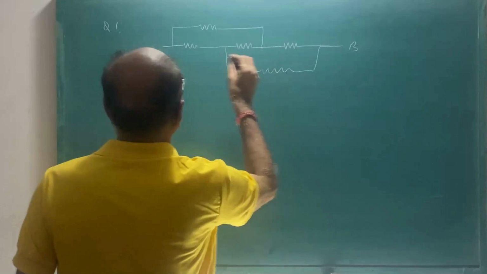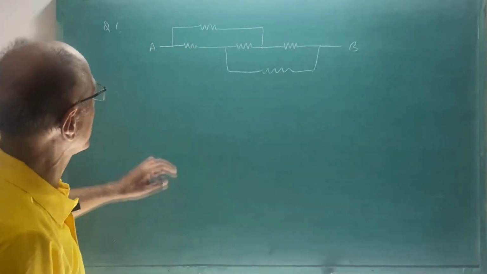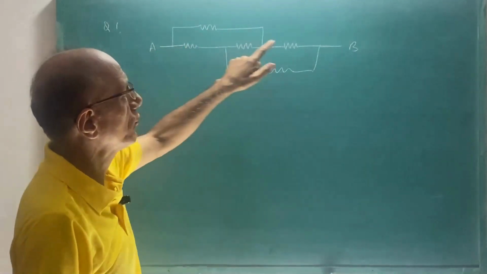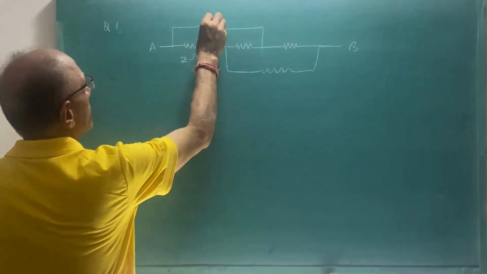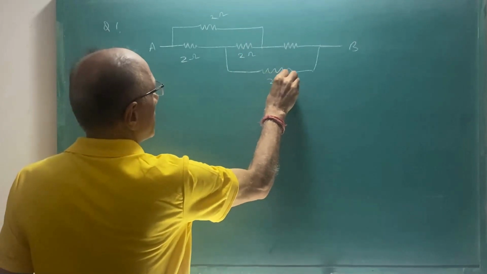this is the B point and this is the A point. We have to find the net or equivalent resistance between A and B. So this is 2 ohm, this is 2 ohm, this is 2 ohm, this is 2 ohm.